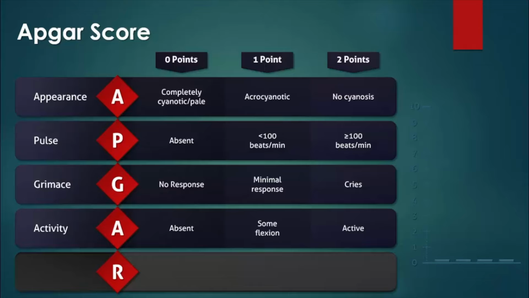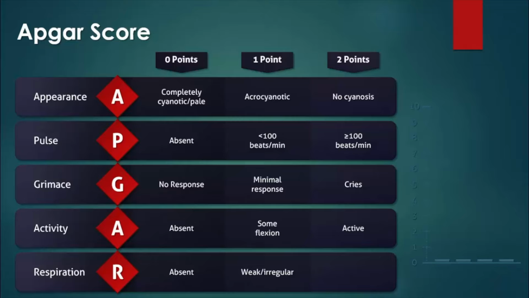R stands for respiration, and it refers to the quality of breathing. 0 points are given if the baby is not breathing. 1 point is given if the baby has a weak cry or is breathing slowly and irregularly. 2 points are given if the baby has a strong cry or has a normal rate and effort of breathing.